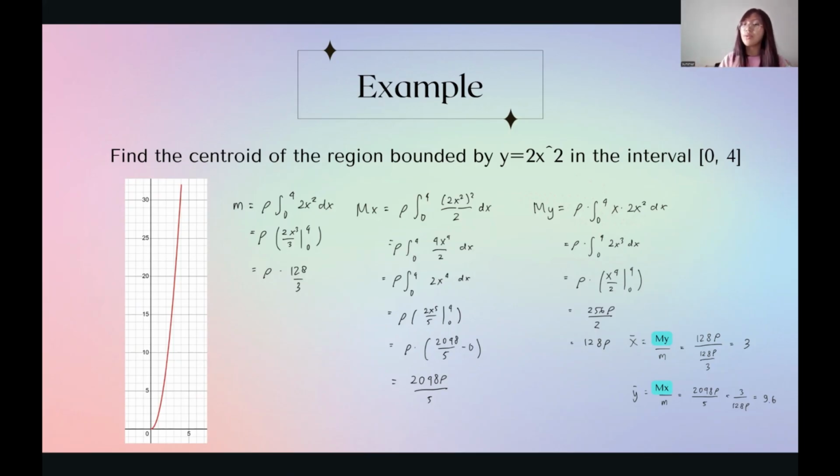We can do the same thing with y bar. And if we calculate the function, we can see that y bar is equal to 9.6. So the centroid of the region, bounded by y equals 2x squared in the interval from 0 to 4, is x equals 3 and y equals 9.6.